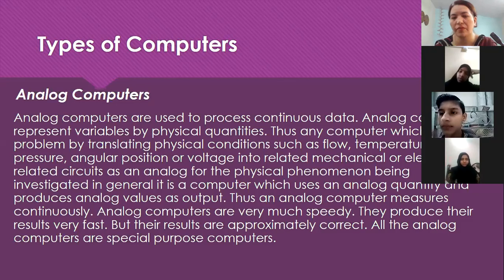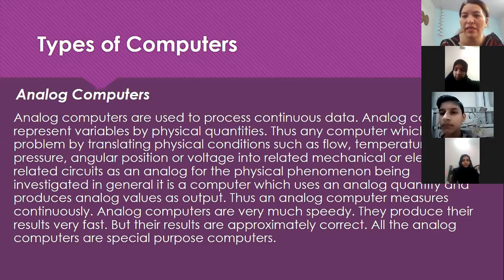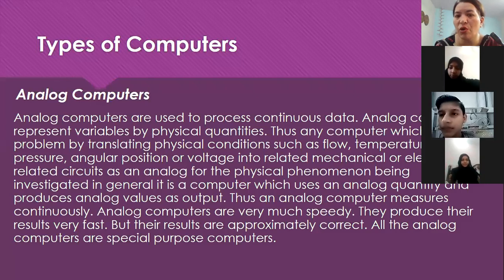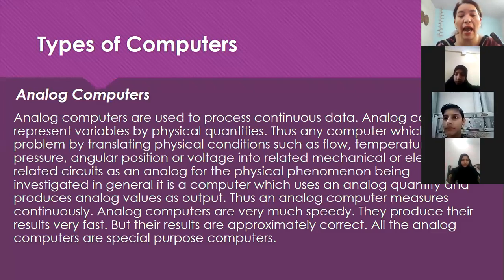If you're talking about body temperature, if it is mild, it's between 92 and 96. If it is high temperature, it's 100. If it is high grade fever, it's 104 or so. So you cannot say that it's fixed. It gives constant changes. So analog computers are the computers which process continuous data. Those computers which can handle continuous data are known as analog computers.